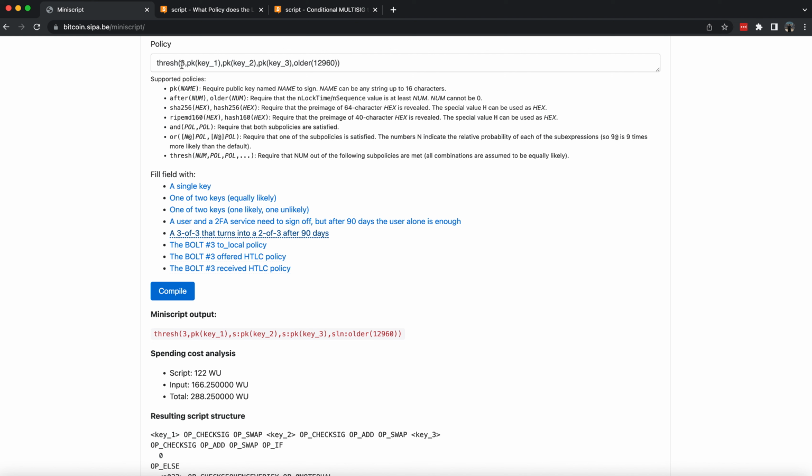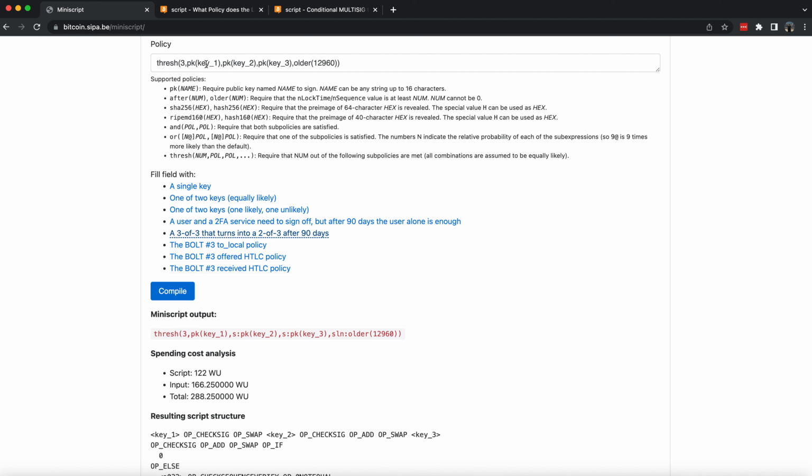And so here it says you need 3 of these 4 conditions to be satisfied. You need a signature associated with key 1, you need a signature associated with key 2, you need a signature associated with key 3, or a certain amount of time has passed, 12960 blocks. And because it's a thresh of these 4 possibilities, you just need to pick 3, right?